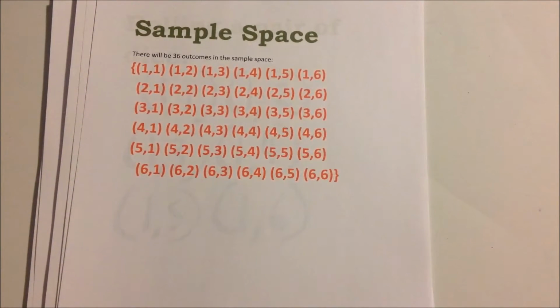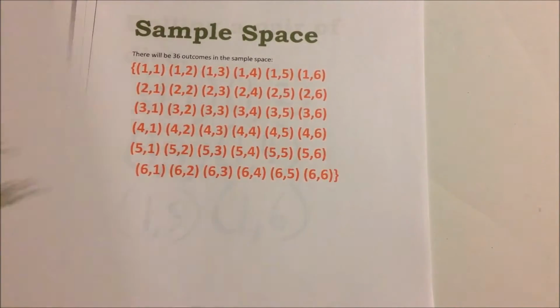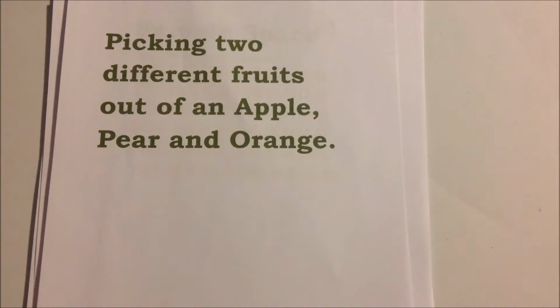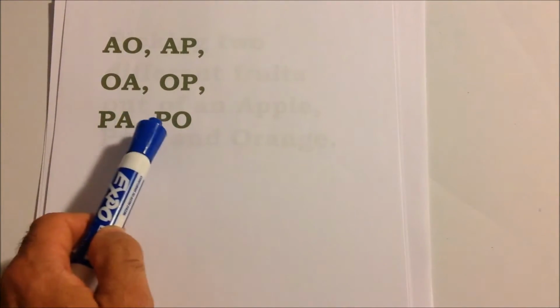Let's try another one. Let's say you're picking 2 different fruits, and here are the 3 fruits. We have apple, pear, and orange. So if you're picking 2, what are the possible outcomes? What do you think? 6. Right? You can have an apple and an orange, or an apple and a pear, an orange and an apple, an orange and a pear, or a pear and an apple, or a pear and an orange. Right? There's 6 possible outcomes.